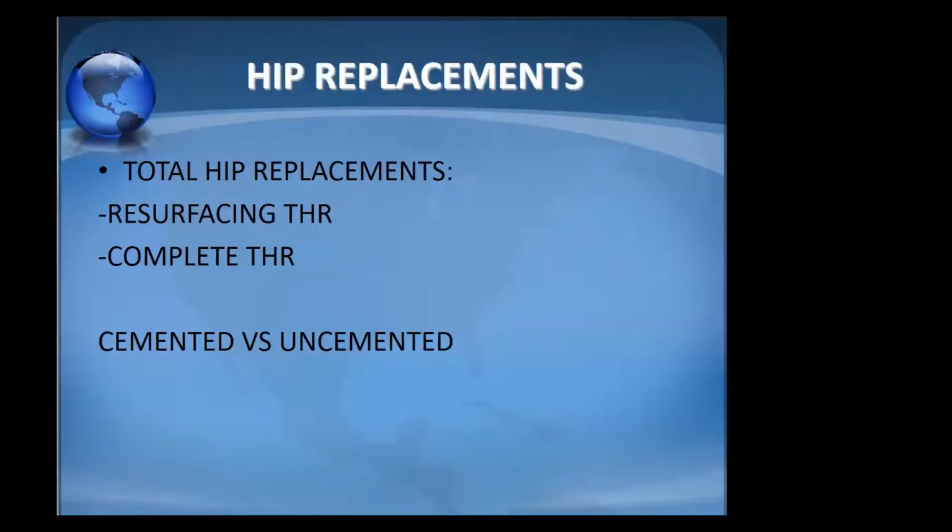Let's detail total hip replacement and see what types of components you've got. You've got basically two types. One is the resurfacing total hip replacement, where you only replace the femoral head and the acetabular cup, but you keep the femoral neck and the shaft intact. In the complete type, you replace both the femoral and the acetabular components. You get rid of the femoral head and neck, and replace them with a stem and a cup. There are two types, cemented and uncemented, and we're going to show examples of all of these.